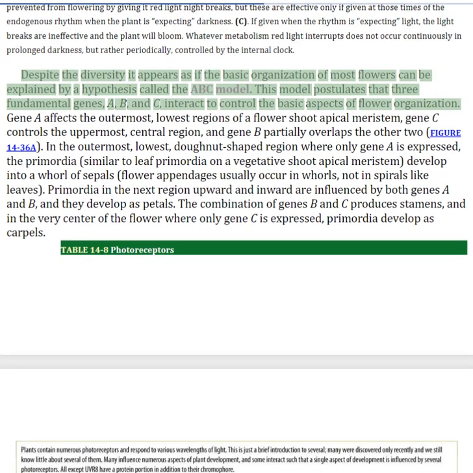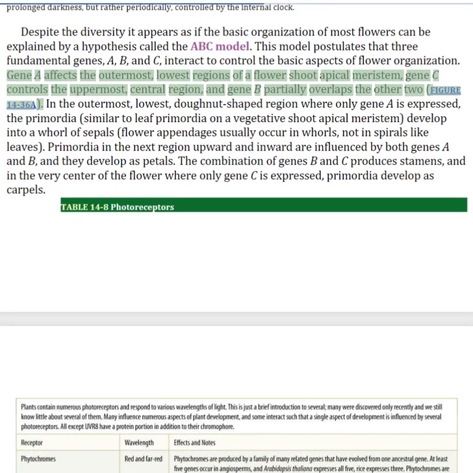Despite the diversity, it appears as if the basic organization of most flowers can be explained by a hypothesis called the ABC model. This model postulates that three fundamental genes, A, B, and C, interact to control the basic aspects of flower organization. Gene A affects the outermost, lowest regions of a flower shoot apical meristem, gene C controls the uppermost, central region, and gene B partially overlaps the other two.